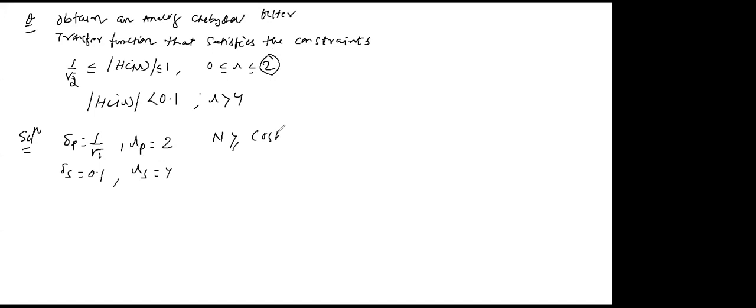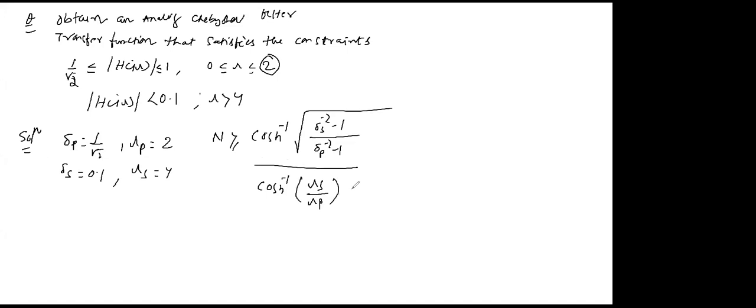What is the formula? n is greater than or equal to cosh inverse of square root of ((1/delta S squared) minus 1) divided by ((1/delta P squared) minus 1), divided by cosh inverse of omega S by omega P. Where cosh inverse of x is ln of (x plus root of x squared minus 1). Can you find this? I'm giving 1 minute. Someone, what is the value of n? Find it. Find the value of n.